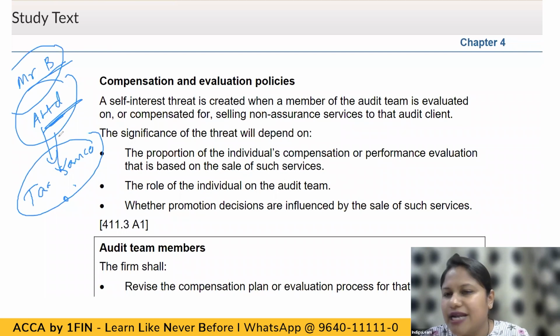Yes. Now here what will happen? B will try to impress A Limited anyhow, because B knows that if I persuade this client and also get him another service to be taken from us, I will be paid extra. So don't you think his self-interest will come into this picture?